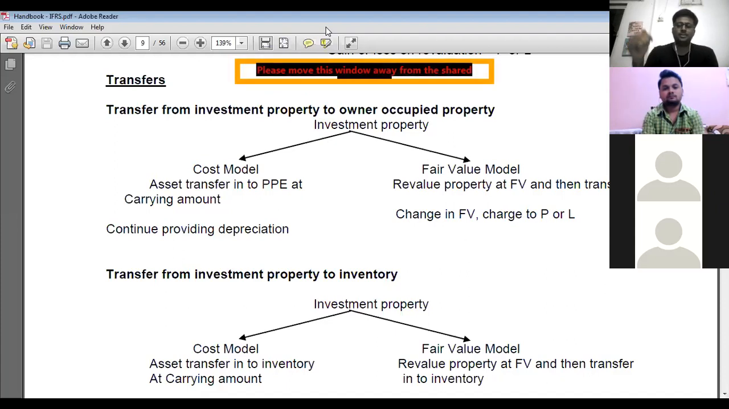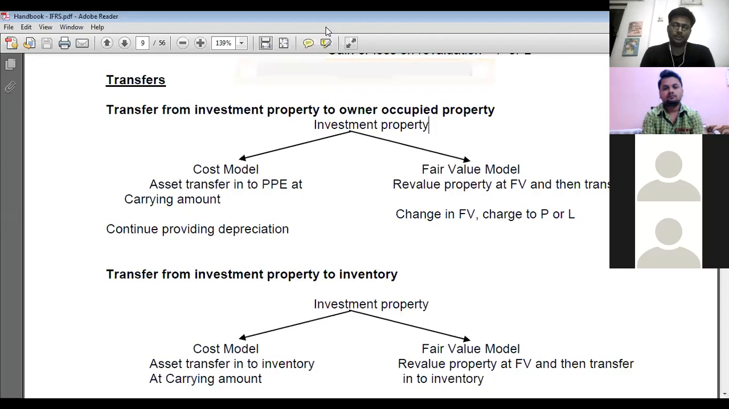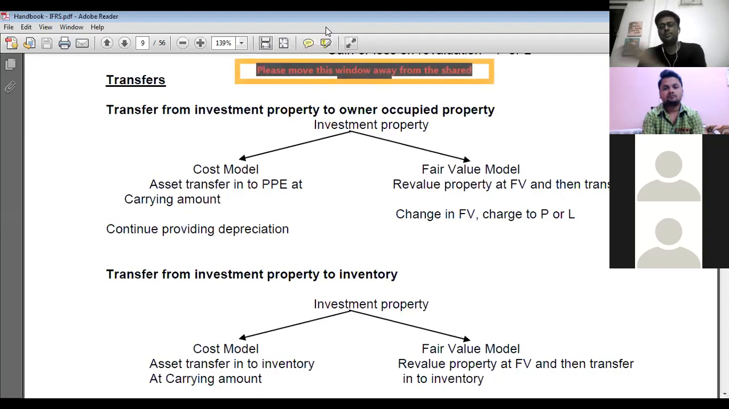Let's say, for example, our accounting period is January 19 to December 19. From January to June that asset was rented out, and from July onwards we are using that asset for our own occupancy. So from January to June it is investment property, and from July onwards it is considered property, plant and equipment. Now, during January to June, when it was investment property, we used to follow the fair value model.